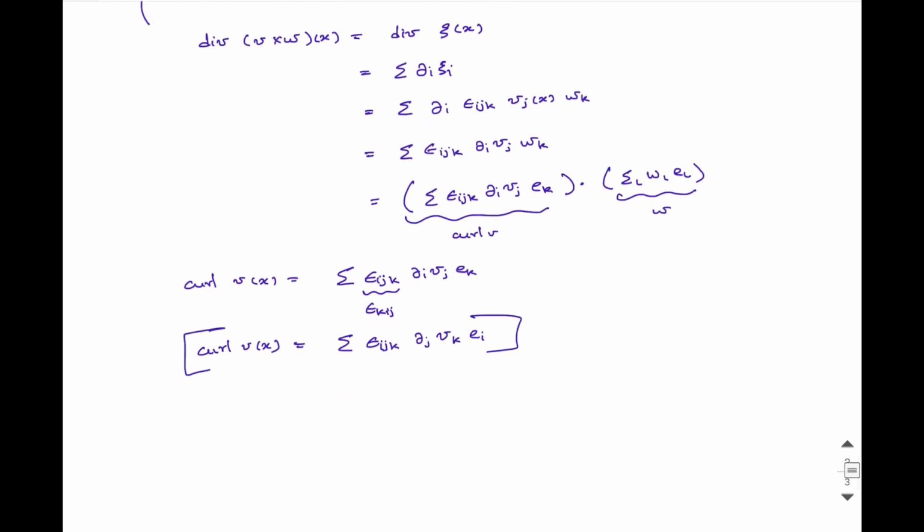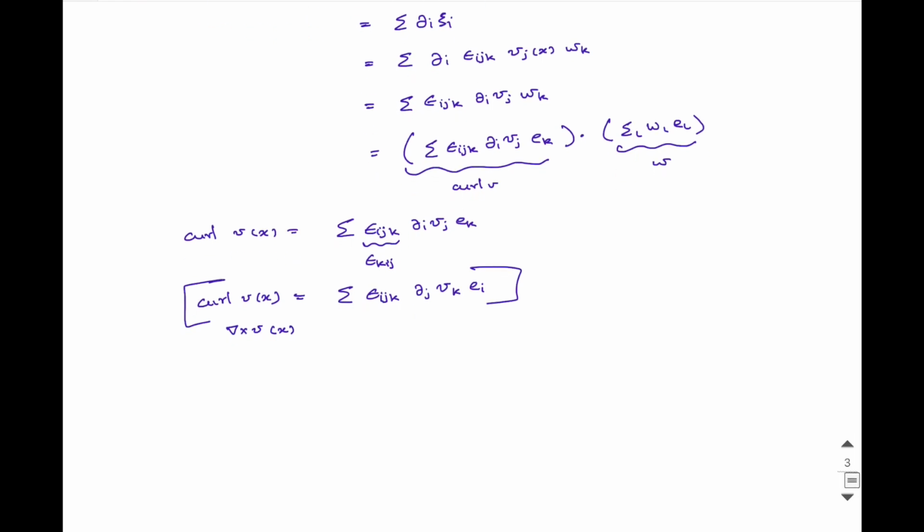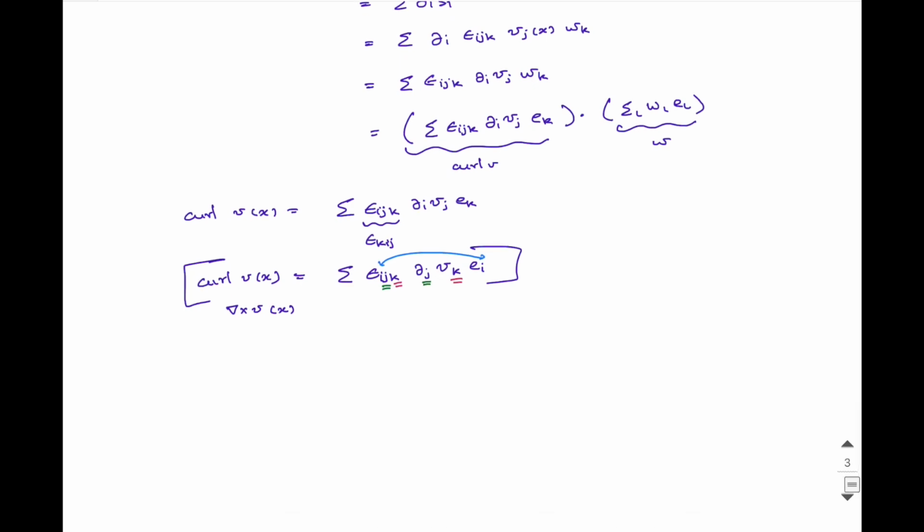So this is the expression. Again, people write this as del cross v of x. That's another symbol that is used in the literature. The important thing to keep in mind is that j here pairs with the j here, whereas the third index k is over here, and the first index here pairs with the first index here. Good. That's the definition of the curl of a vector field.